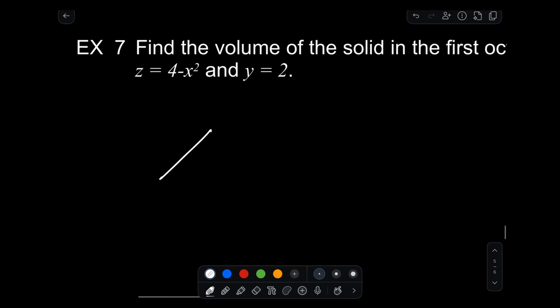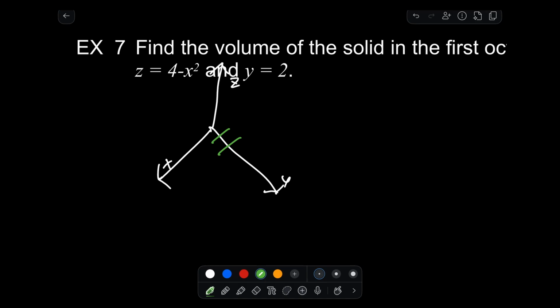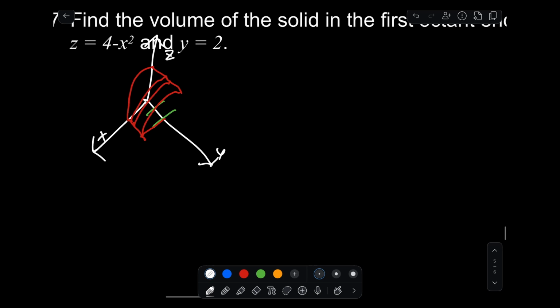Okay, so it's going to be x, y, z. Let's just mark this off in green. 1, 2. And then we're going to get red as our graph. And whenever we have it in the first octant, we want it to be when x, y, and z are greater than 0, right? So I already have like a general sketch of what this double integral would look like.